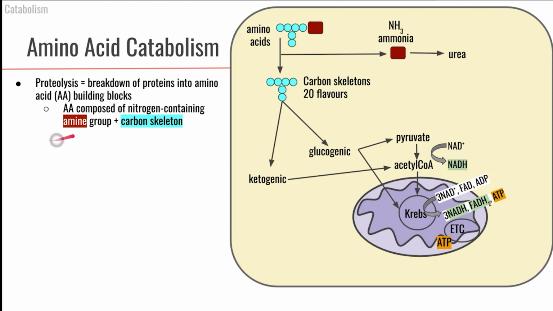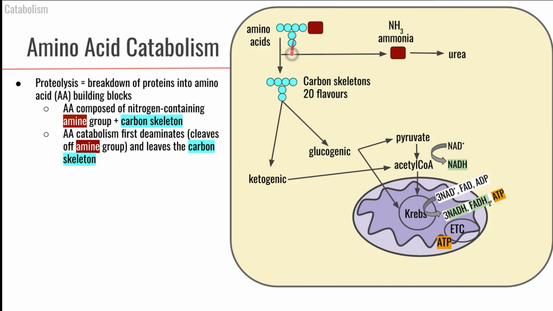This is just reiterating that in my little demonstration amino acid, we have the amine group in maroon, and then we have a carbon skeleton in these teal balls. Now, the first step after we have our individual amino acid is to take off that amine group. We're going to deaminate our amino acid, and then we're going to be left with just the carbon skeleton. Now, this ammonia, this amine group, is then going to be converted into urea.